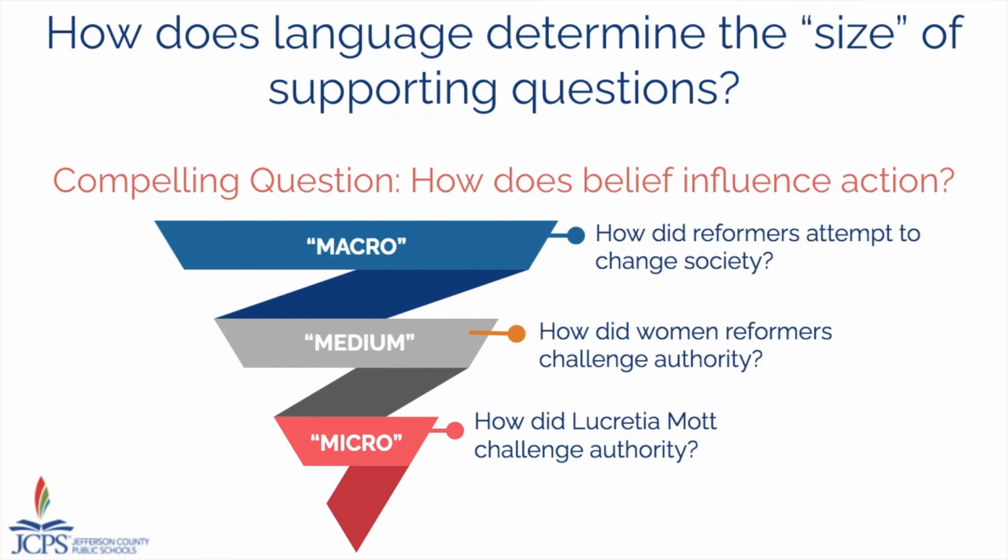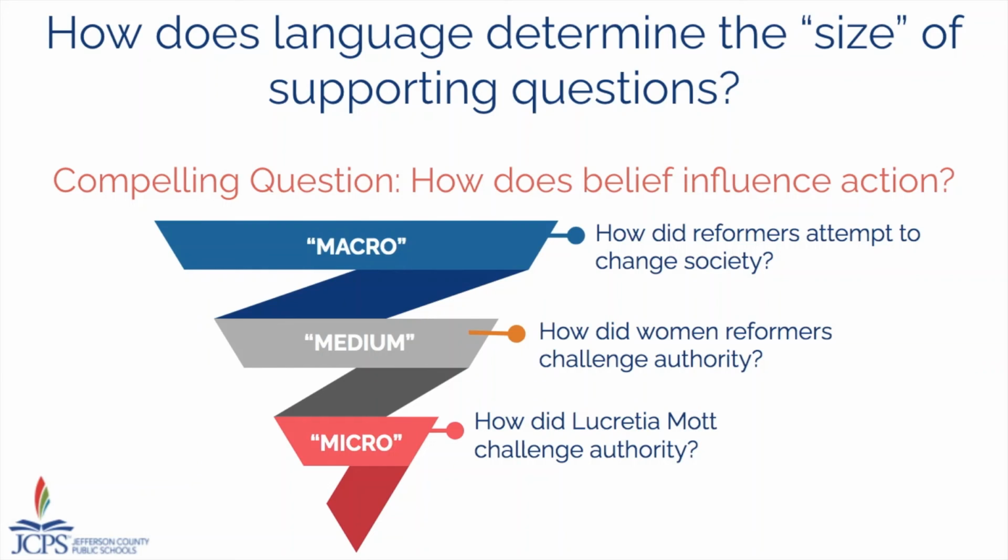How does language determine the size of a supporting question? Sometimes teachers will see the size of a supporting question and think, it's going to take me forever to be able to do this. Not necessarily the case. What we recommend is that a question like you might see here, under a compelling question like how does belief influence action? Well, here's a macro, a very large supporting question. How did reformers attempt to change society? You might say, well, I could spend an entire unit on that. Let's say, though, that you spend a 45-minute class period on this.